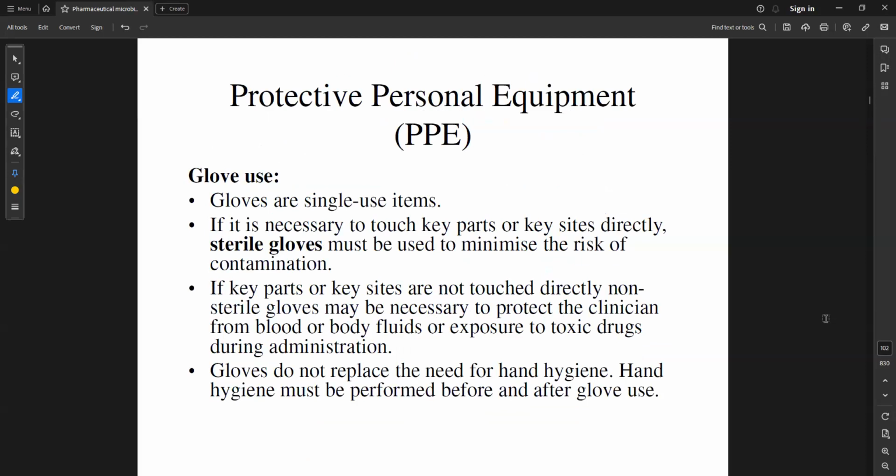Now, PPE. We can use things like gloves. If it's necessary to touch key parts or key sites directly, we use sterile gloves. Sterile gloves don't come in packs of 50s. Sterile gloves are packed individually in pairs, and they must be used to minimize the risk of contamination. If the key parts or key sites are not touched directly, non-sterile gloves may be necessary to protect the clinician from blood or body fluids or exposure to toxic drugs during administration. Gloves do not replace the need for hand hygiene, so make sure you wash your hands.